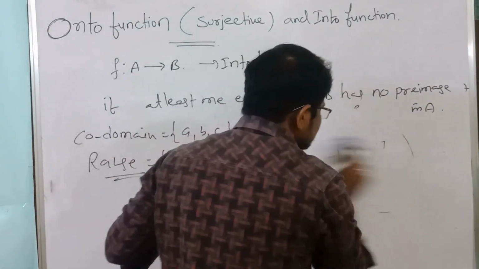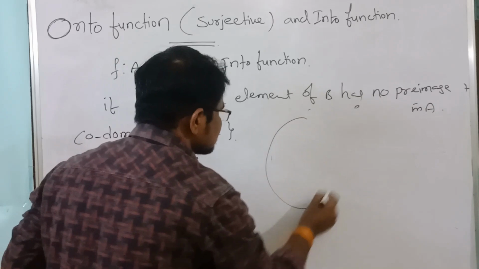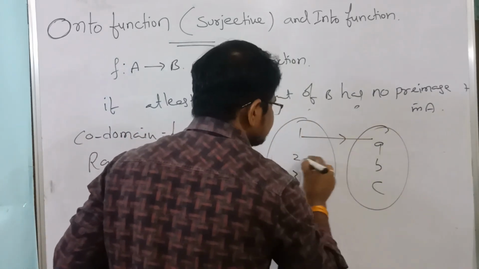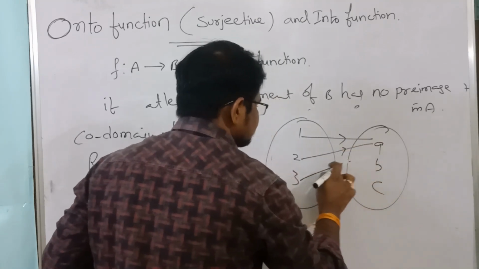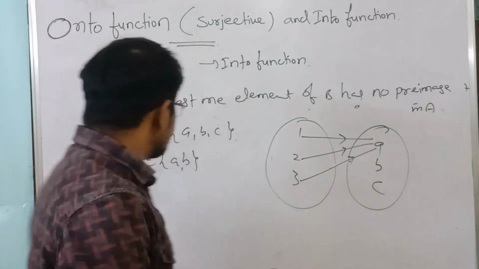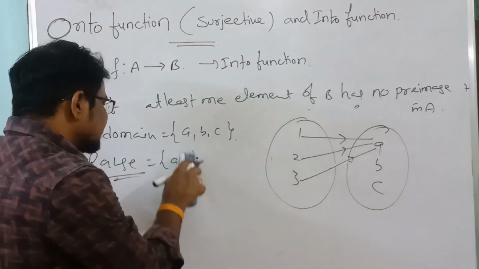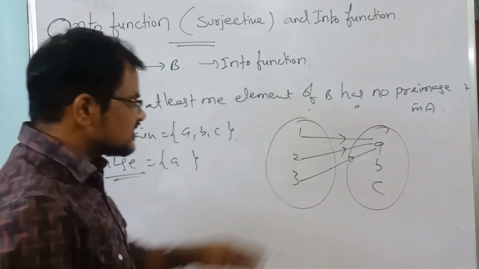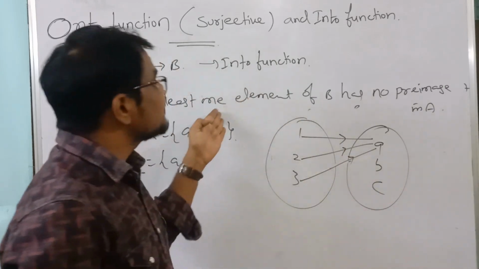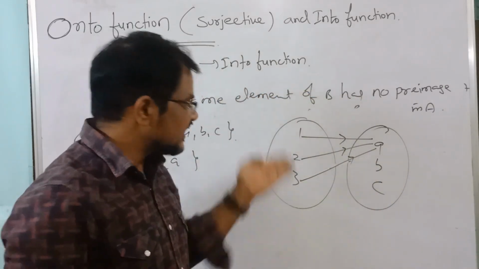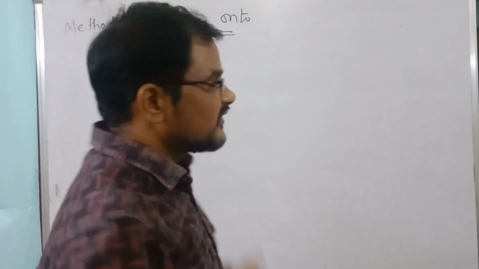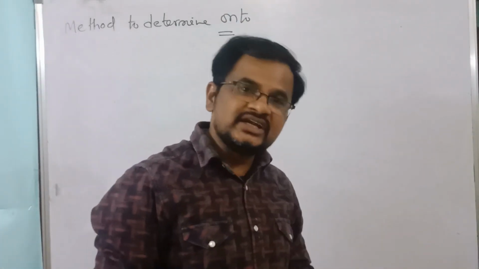Next, take one more example like this. This has 1, 2, 3, and here A, B, C, and like this. This is also an into function. So here codomain is A, B, C only, range is only A. Means here there are two elements which are not having a preimage in A. Means at least one, and here two are there. So that's why.